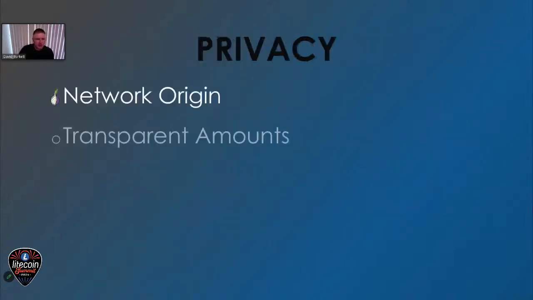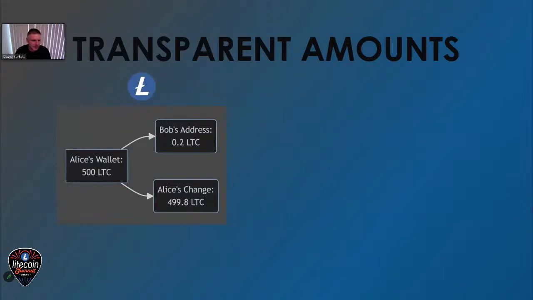But then another one is transparent amounts, right? So Bitcoin, if you think about how it works, or basic Litecoin transactions, you have inputs, outputs. Alice's wallet may have 500 Litecoin in it, as you see here. She wants to send just a little bit to Bob, maybe for a coffee or something. She sends 0.2 Litecoin, and she has to send the change back to herself, 499.8 Litecoin. All of a sudden, Bob knows Alice has a lot of Litecoin.